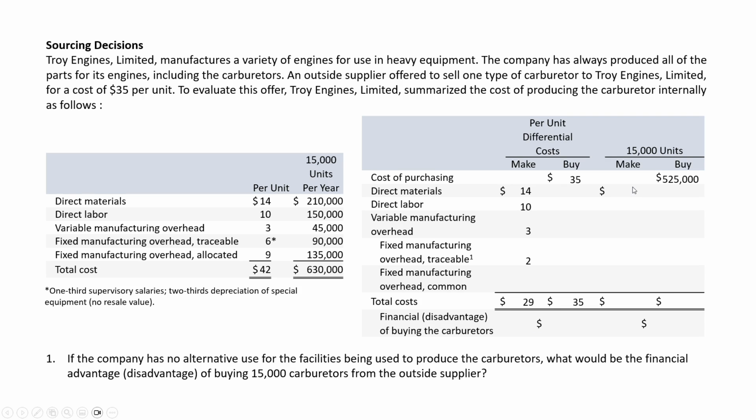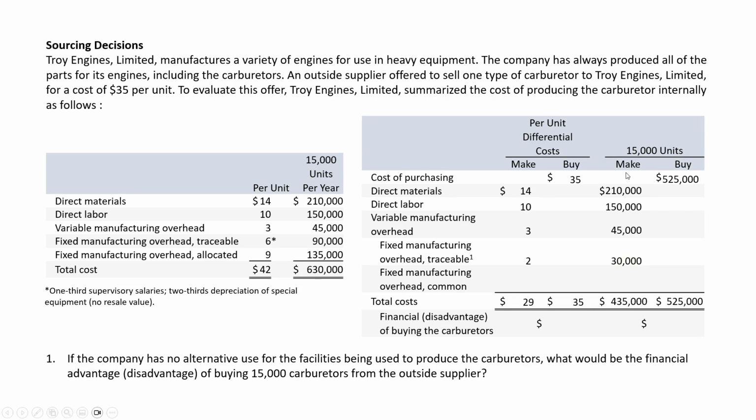Now, I'm just going to multiply this out times 15,000 carburetors because that's what we need. 35 times 15,000, the total relevant cost to buy is $525,000. Direct materials, relevant $14 to make times 15,000 is $210,000. If I take the direct labor of 10 times 15,000, that's $150,000. Variable overhead, 3 times 15,000 is $45,000. Fixed manufacturing overhead traceable, 2 times 15,000 is $30,000.